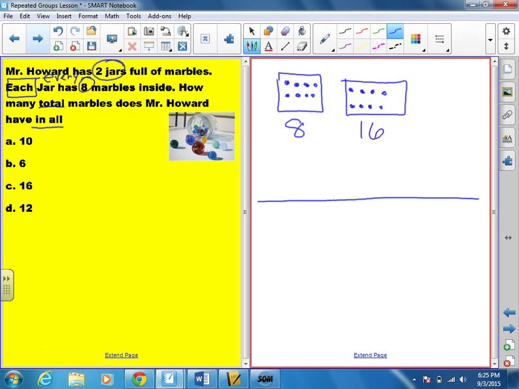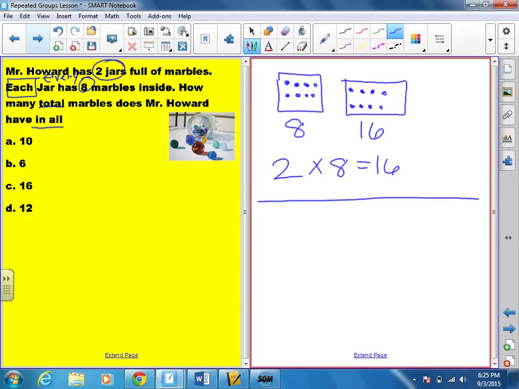So using repeated groups, we find here that if Mr. Howard has 2 jars and they both have 8 inside, we're simply doing 2 times 8, which equals 16.